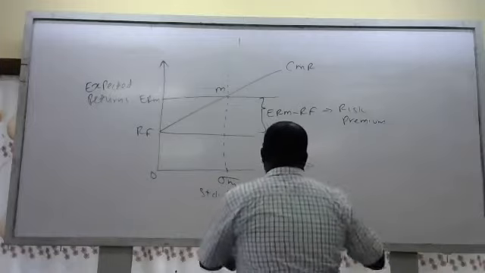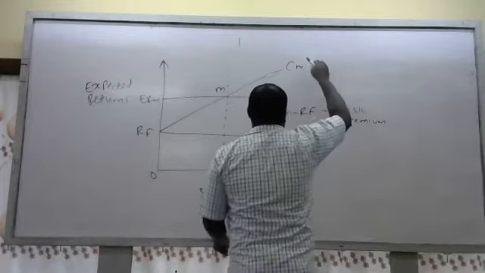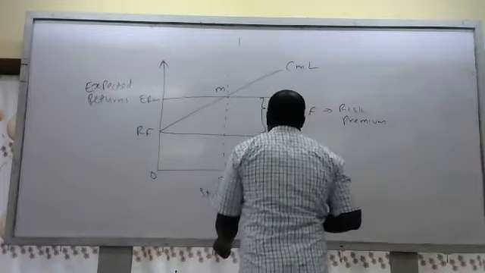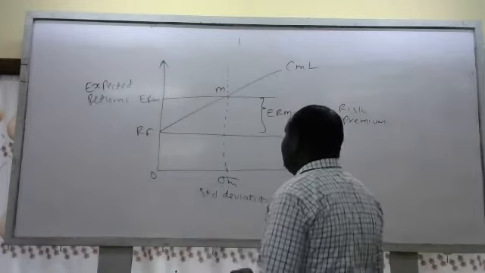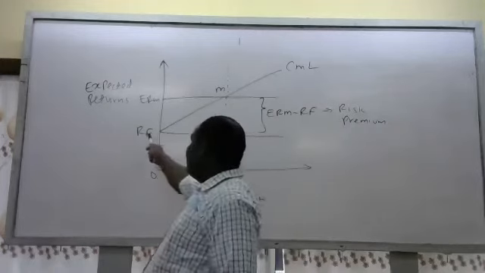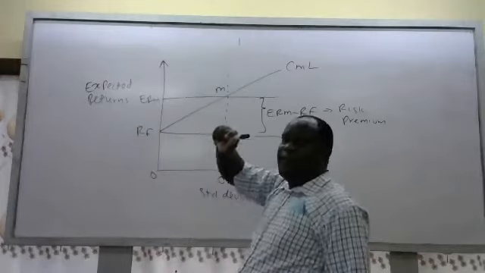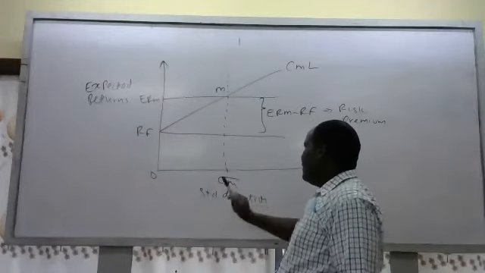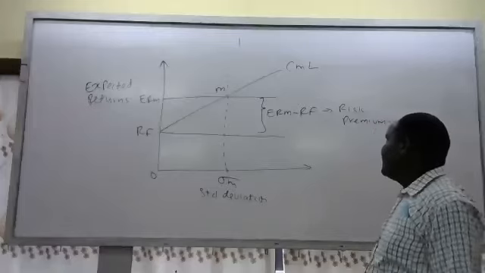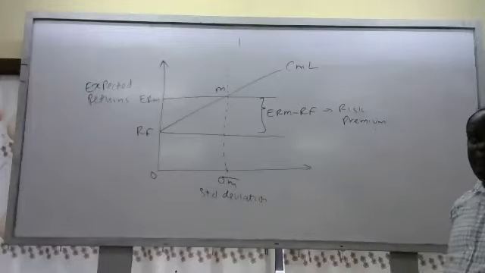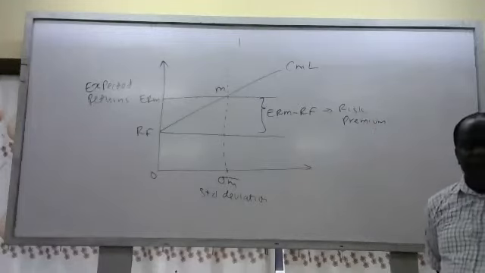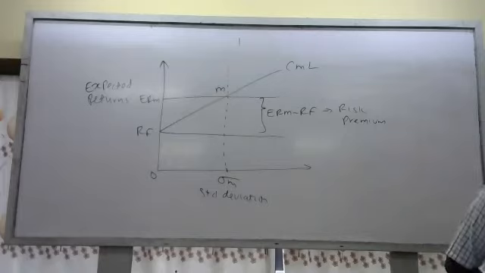Sorry, this is the capital market line. So this is the risk-free rate. That one is expected return for the market. This one is the standard deviation for the market.